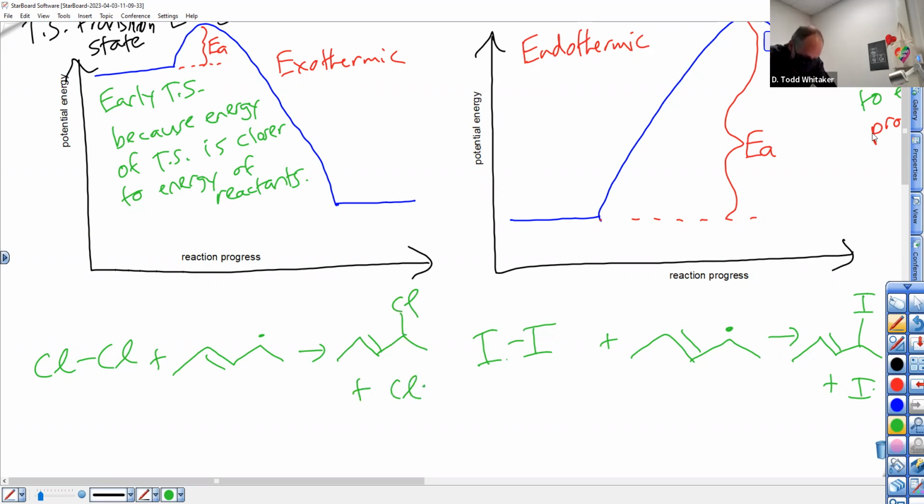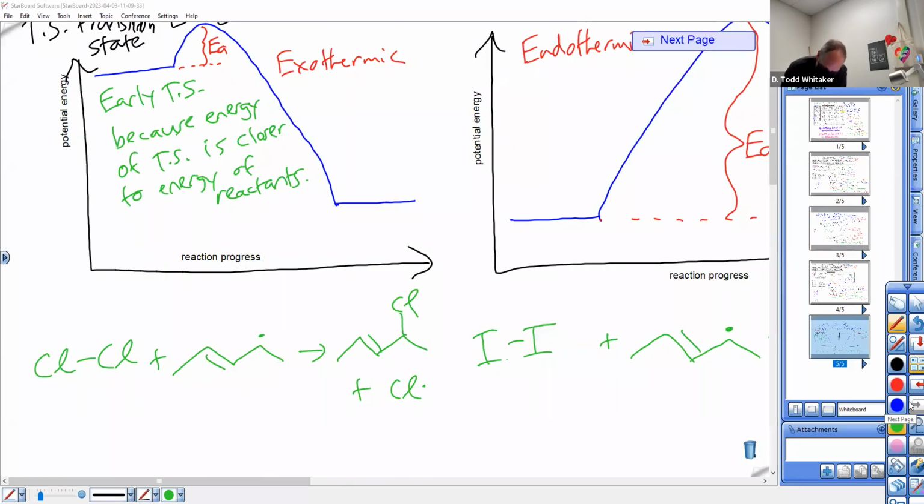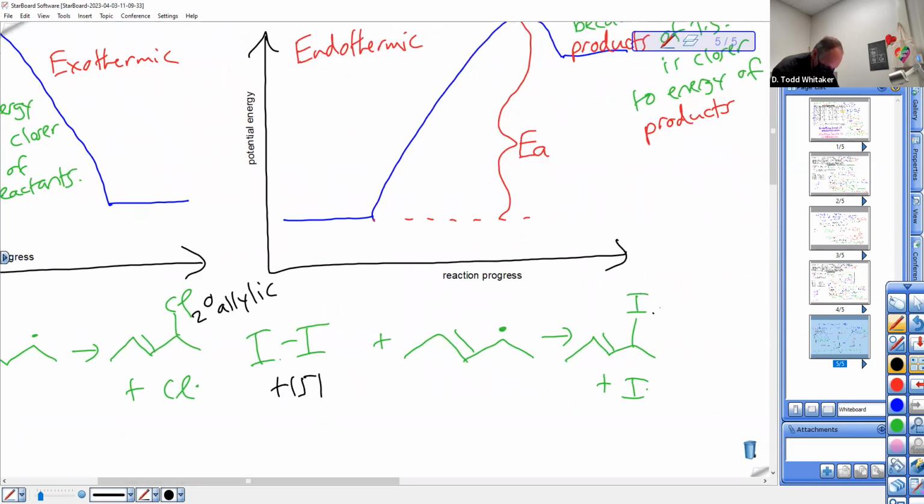Let's go get those from page 1. Cl, Cl is 247, and II is 151. Plus 151, plus 247. Category is secondary allylic CCl and secondary allylic CI, right? I need those two negative numbers. Why are they going to be negative? I'm making those. Exothermic for making.